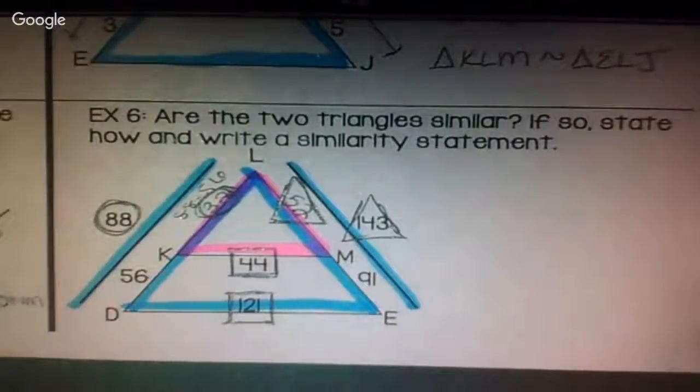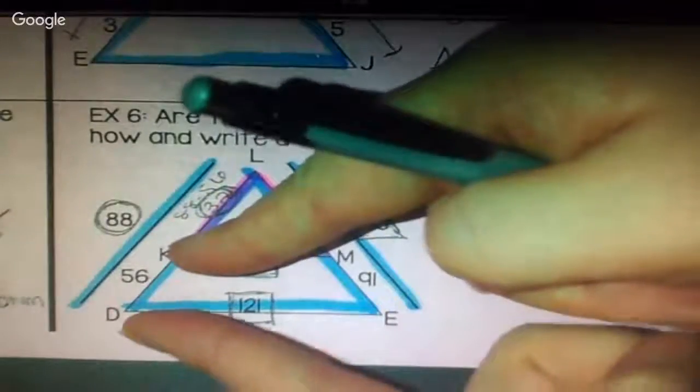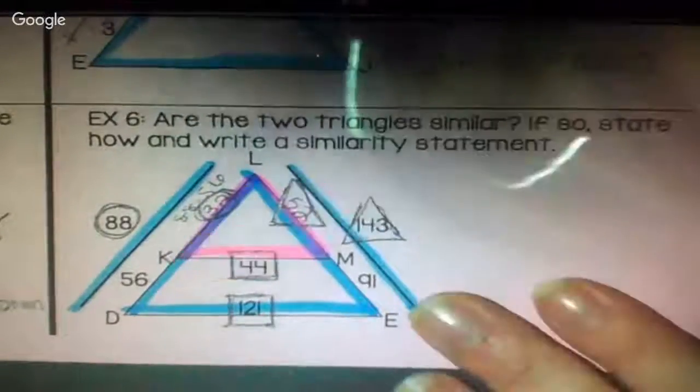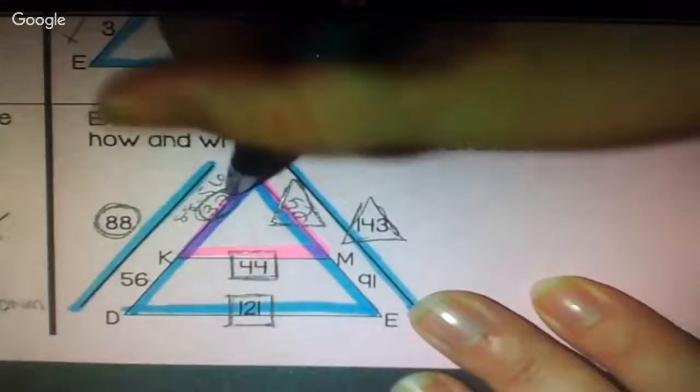Does that mean 88 and 56 are together? No. 56 and 91 are nothing with these triangles. 56 and 91 are just this section from here to here. And that's just there so you can tell me how long this one is.